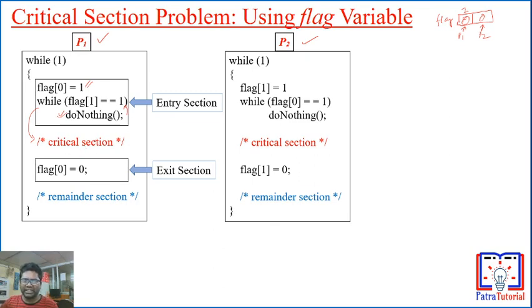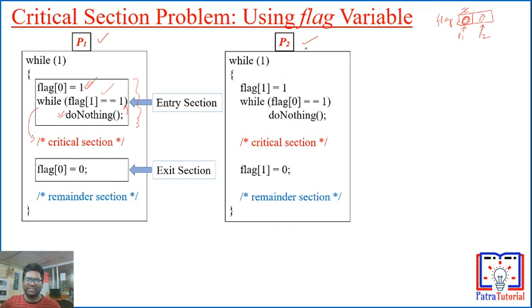While leaving the critical section, it again changes the value of flag of 0 back to 0. So in the entry section, first it is announcing that it is interested to go to the critical section. Second, it is checking whether the other process, the second process, is interested or not. If that is not interested, then it will go into the critical section. Then while leaving the critical section, it will update the value of flag of 0 to 0 again, false.